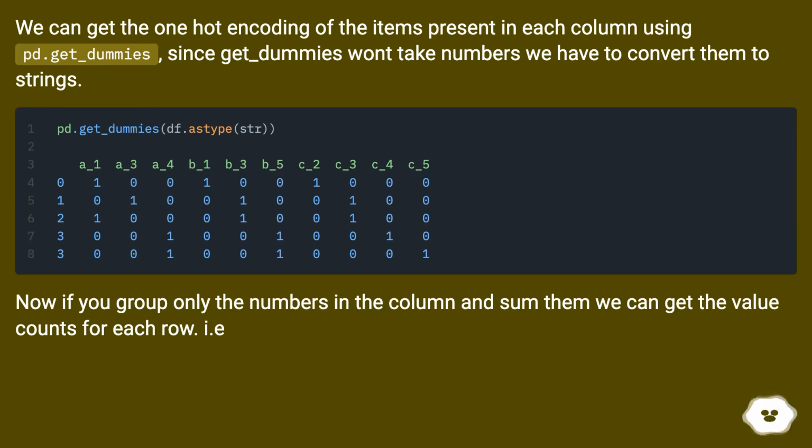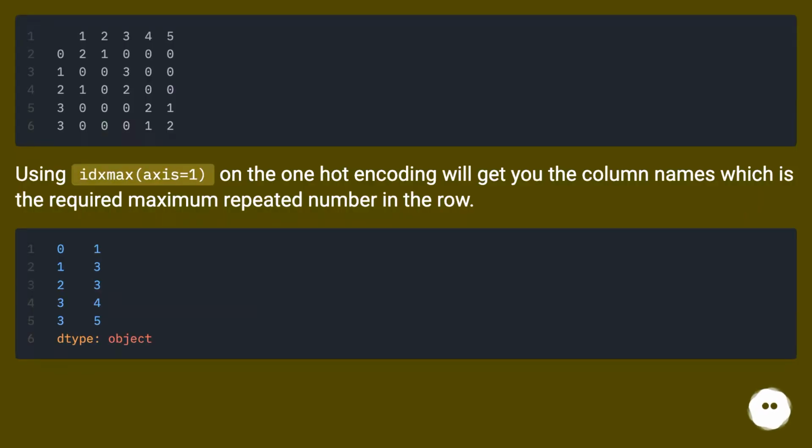Now if you group only the numbers in the column and sum them, we can get the value counts for each row. Using idxmax with axis equals 1 on the one-hot encoding will get you the column names, which is the required maximum repeated number in the row.